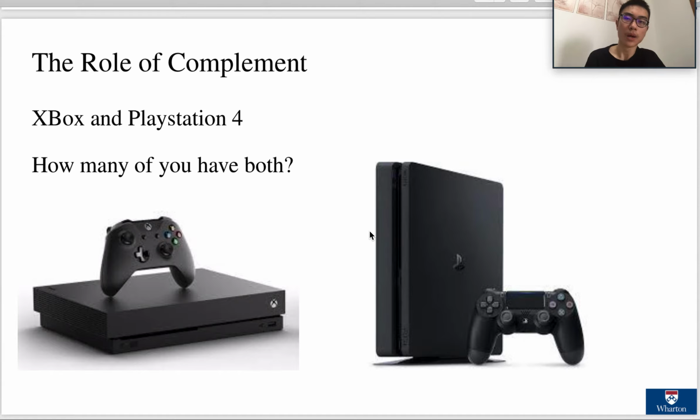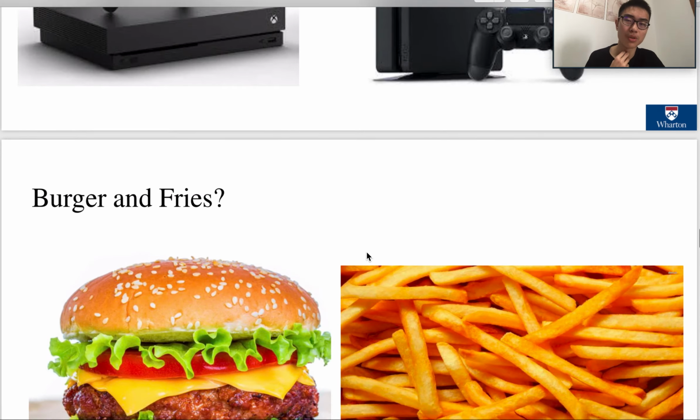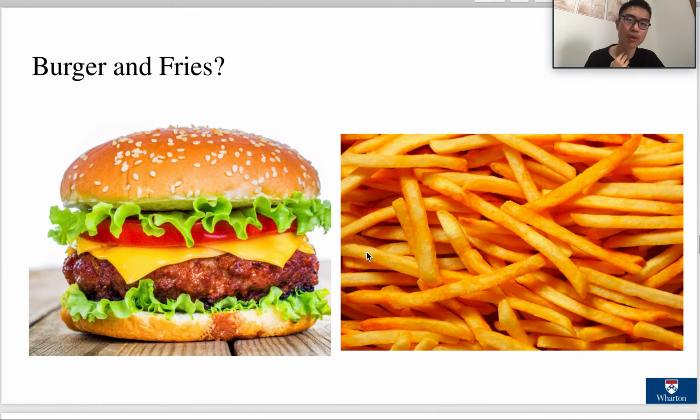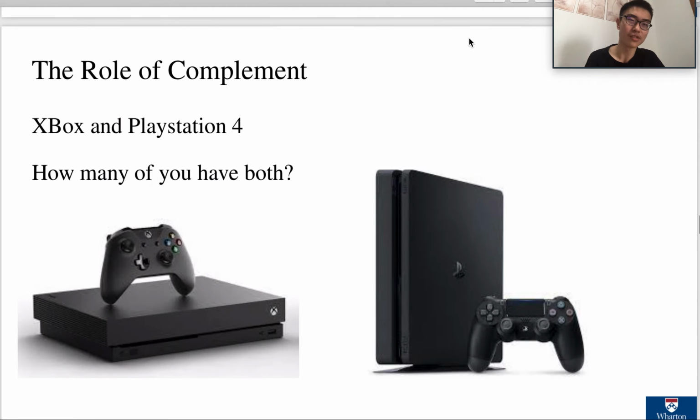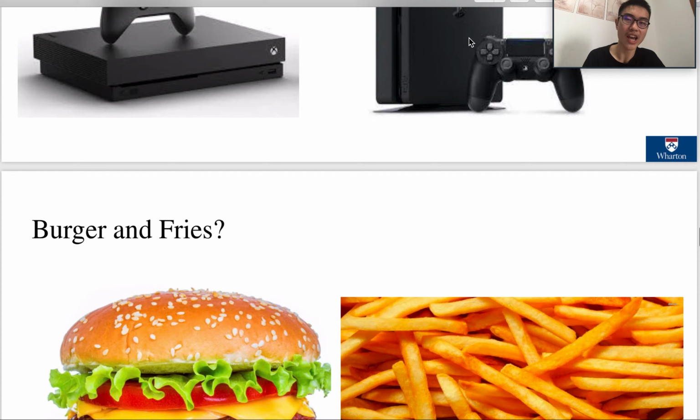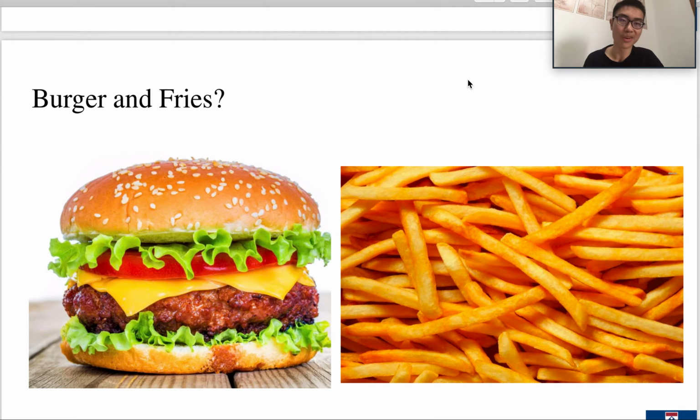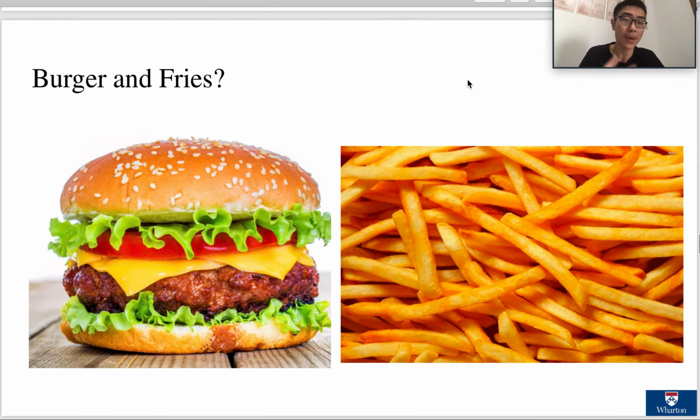Fair enough. But many people have both, and the reason is relatively easy: some games are exclusive. You want to have both in order to play the games on both platforms. The same example applies in the fast food industry, like hamburgers and fries, you always combine them. It is even stronger than the Xbox and PlayStation combination, since people who buy a burger usually have to buy a packet of fries.